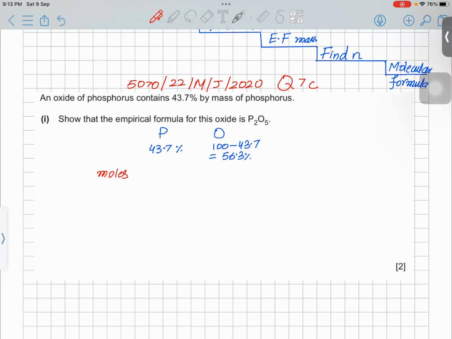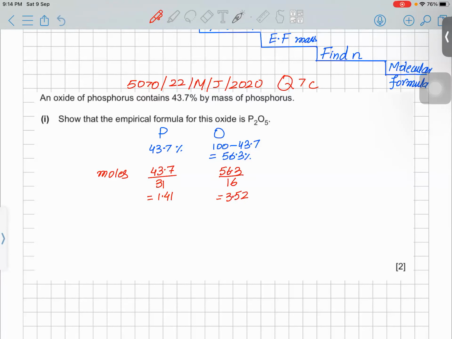So, how to find mole? Sir, we divide the percentage by the AR, the relative atomic mass. What is the AR of phosphorus? Of phosphorus it's 31, and of oxygen it's 16. So 43.7 divided by 31 is 1.41. And 56.3 divided by 16 is 3.52.